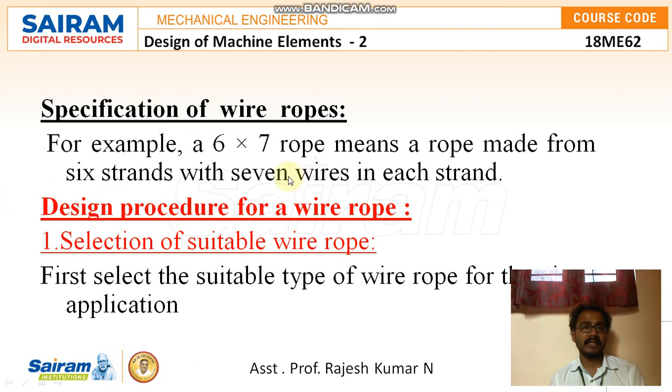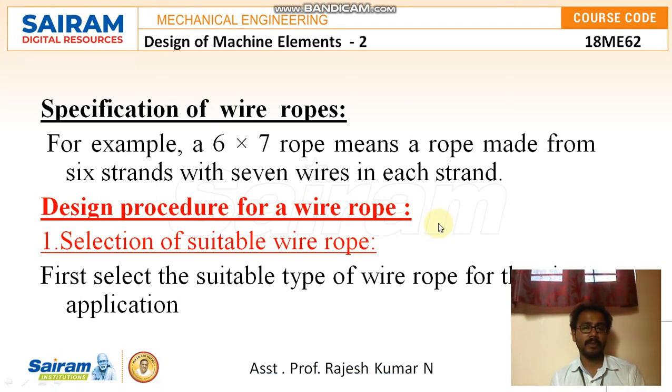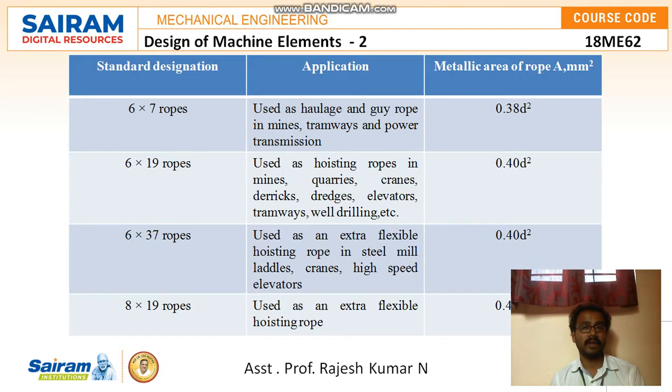When we discuss the wire rope, we have some specifications. For example, if they mention a 6 cross 7 rope, it means a rope made from 6 strands with 7 wires in each strand. And we shall discuss the design procedure for a wire rope also. The first step is we need to select a suitable wire rope for the given application, whether it is 6 cross 7 or 6 cross 19 or 6 cross 36 or 37, whatever.